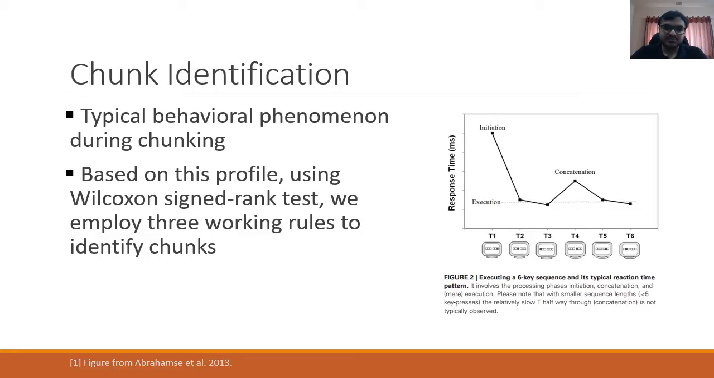Based on a similar general profile of motor chunking, using Wilcoxon signed-rank tests between successive key press RTs, we employ 3 working rules to identify chunks. The initial element in a chunk is typically characterized by a significantly higher RT due to the time cost of loading the chunk in the motor buffer. Successive elements with a non-significant difference or decreasing key press RTs are appended to the current chunk, and a significant increase in key press RTs denotes the beginning of a new chunk.